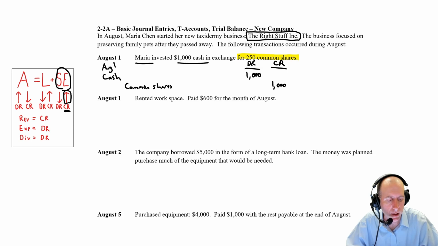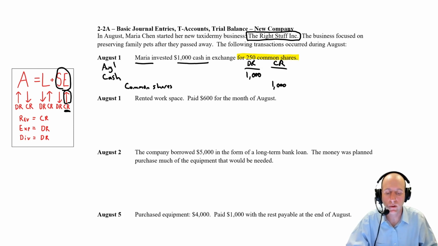$1,000. Now, something that many professors will require, I don't, is to write a description. If you wanted to write a description for this, you would say Maria invested $1,000 cash in exchange for 250 common shares. You would just write this underneath.